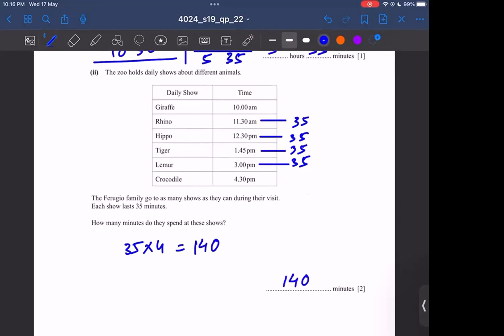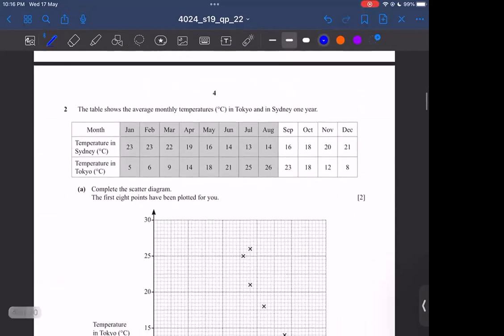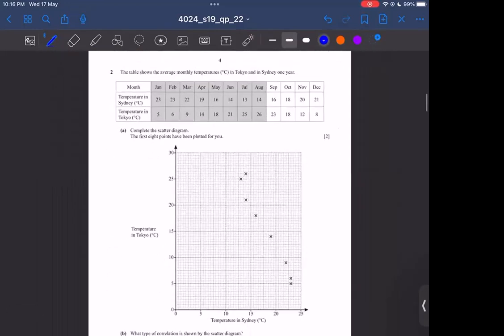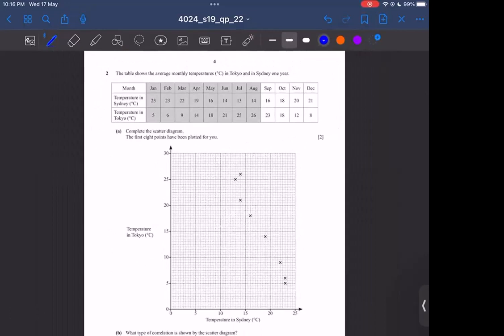All right. Now in question number 2, this is the graph over here. We need to plot a few of the points. Some of the points are already plotted here. The x-axis is the temperature in Sydney, and the y-axis is the temperature in Tokyo. So there's a correlation between these two values. The first 8 points have been plotted for you. We have to plot the rest of the 4 points here.